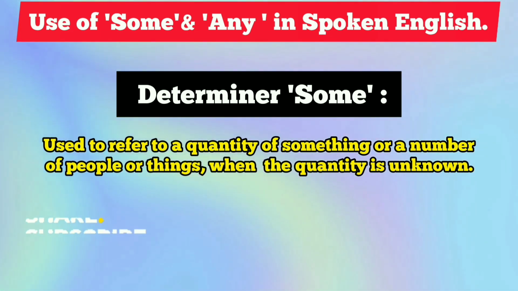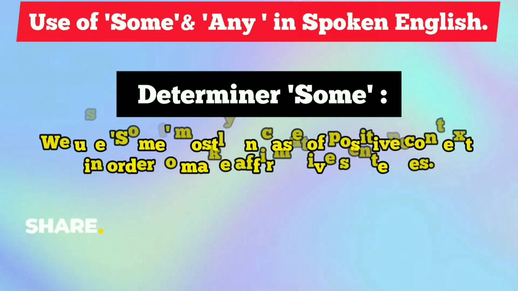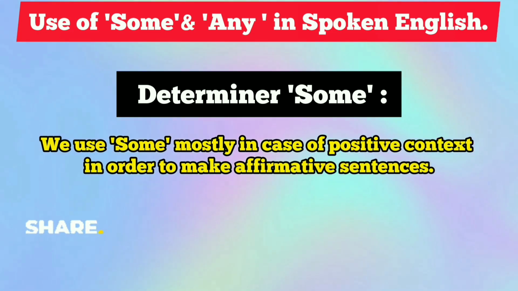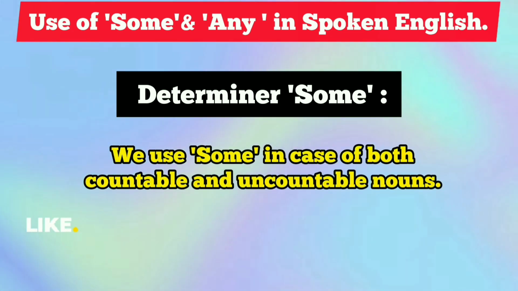We use some mostly in positive contexts. In order to make affirmative sentences, that means positive sentences, we use some. Just remember that it is used in affirmative sentences in a positive context, and we use some with both countable and uncountable nouns. That is very important.